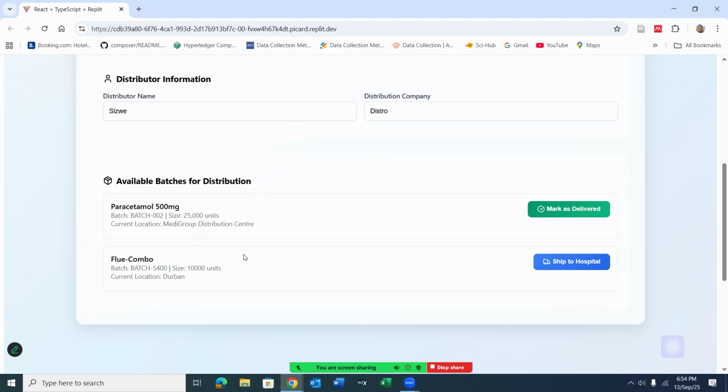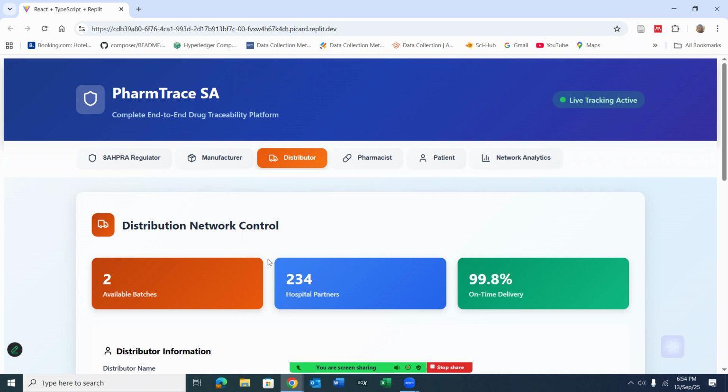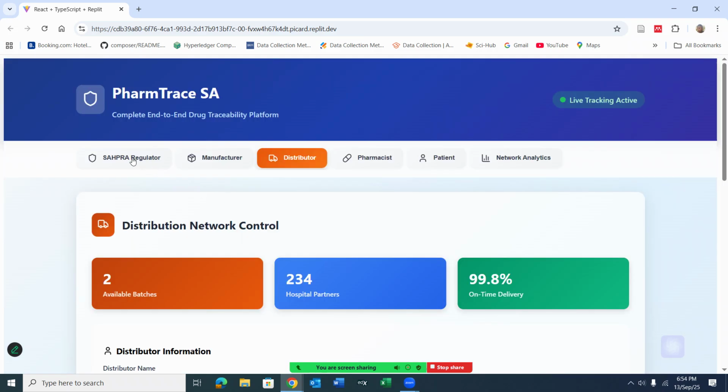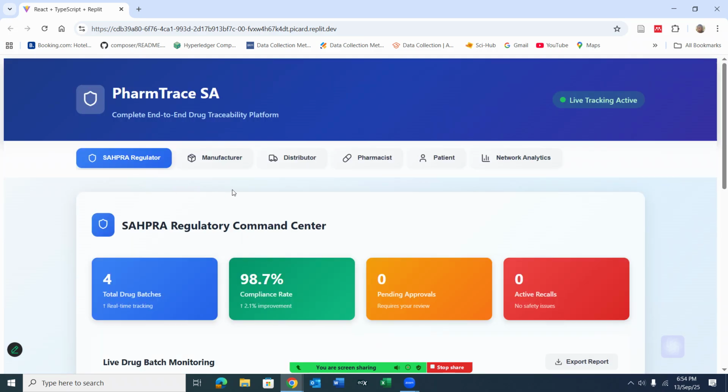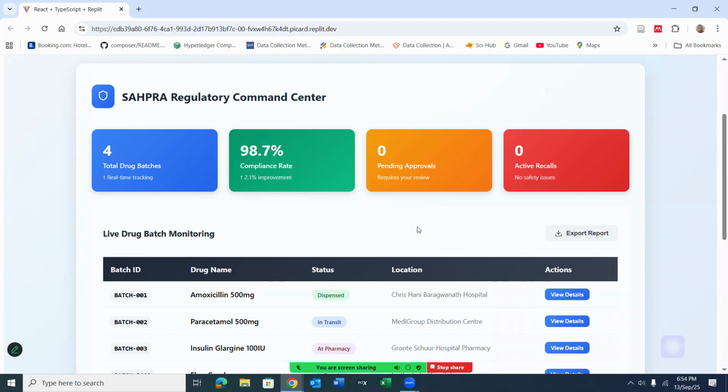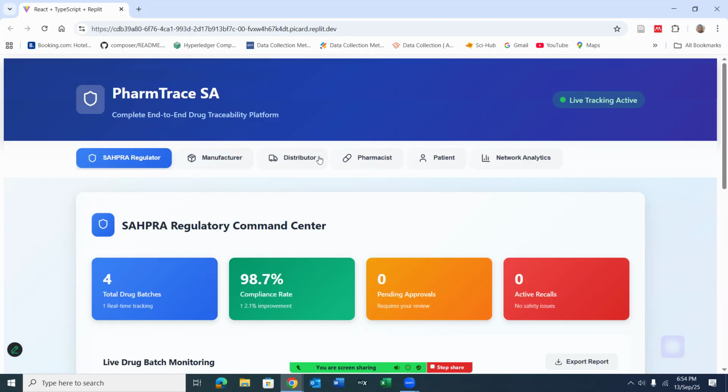Oh no, it's not on its way. So the distributor hasn't agreed to distribute it. Let's say now they agree, then they ship it to hospital, and then they click here, and then let's go and check the status on the regulator. It shows that now the flu combo is in transit, right? Now it is moving to the hospital, right?